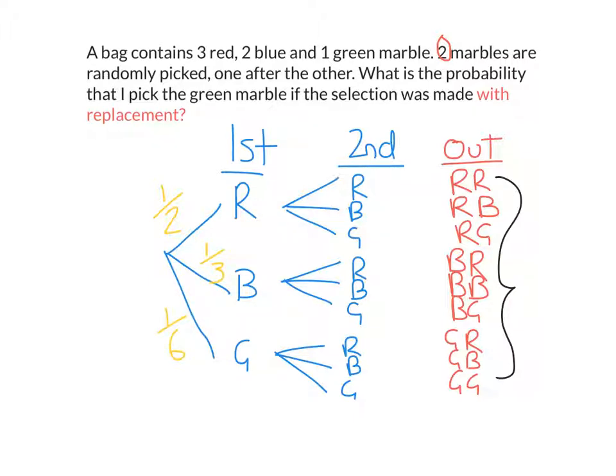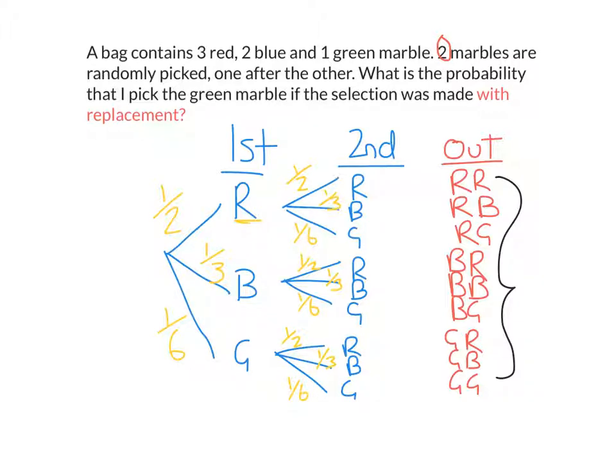So because this is with replacement, if I pick a red the first go, that means I put back the red. It means that the probabilities of getting red, blue, and green the second go are the same as on the first go. It means on the second go, there's still a 3 out of 6 or 1/2 chance I get red, a third for blue, and a sixth for green.